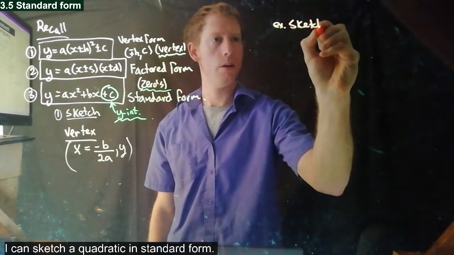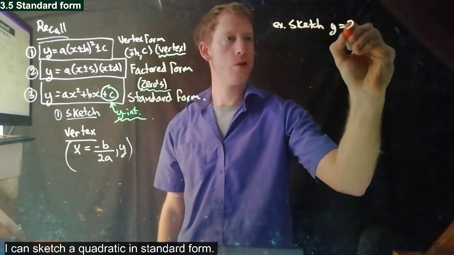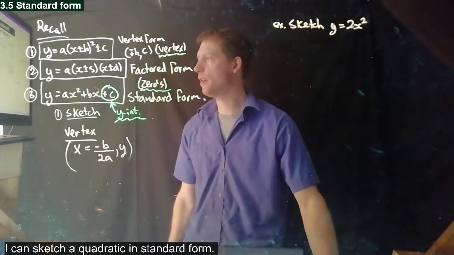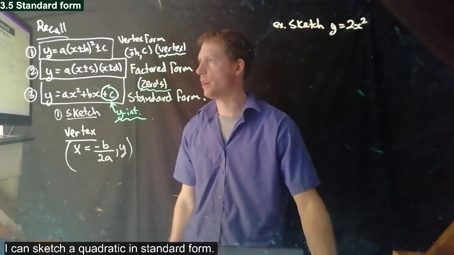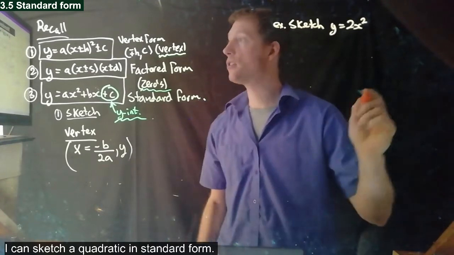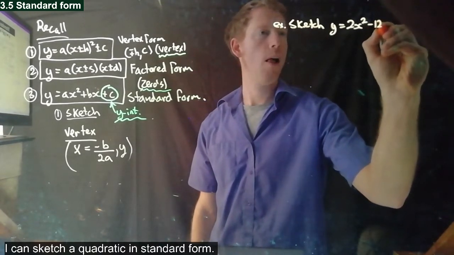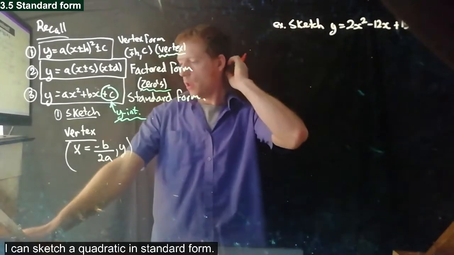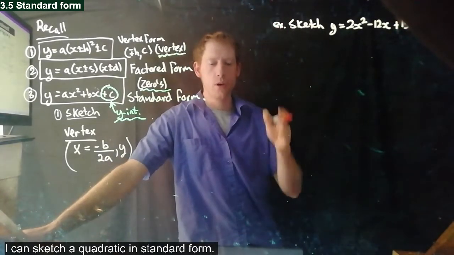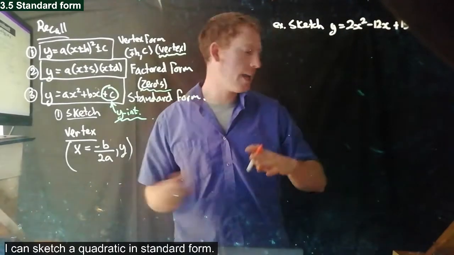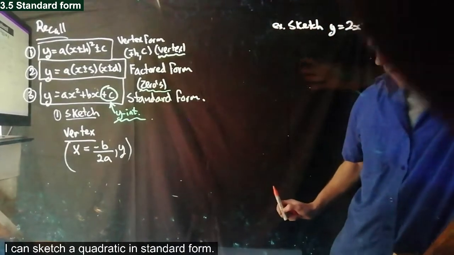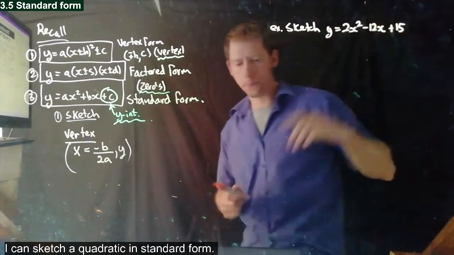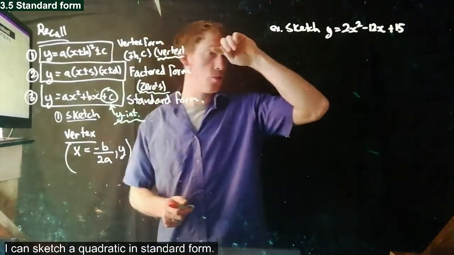Sketch y is equal to 2x squared minus 12x plus 15. So the first thing that we're going to do is find out the vertex. Let me just move that so we can see. Okay, so it's 2x squared minus 12x plus 15.